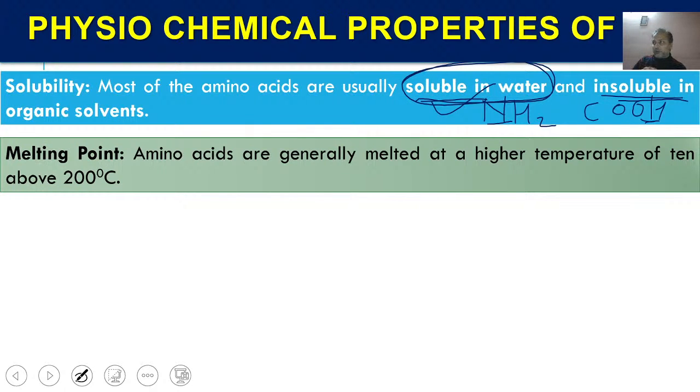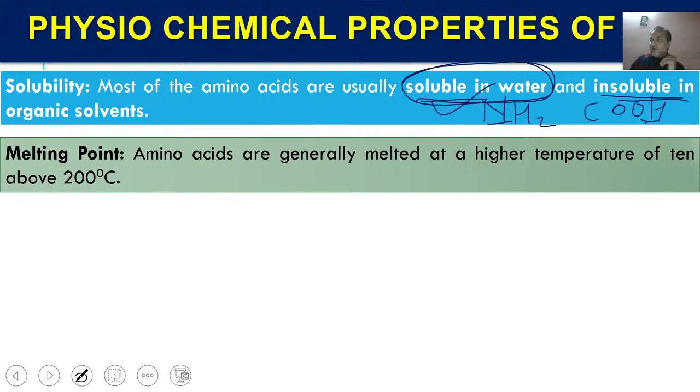Melting point is what we call it when a solid substance is liquefied, meaning it changes its physical structure from solid to liquid. So we call that the melting temperature. Melting point is the temperature at which a solid is converted into liquid. That is called the melting temperature or melting point.